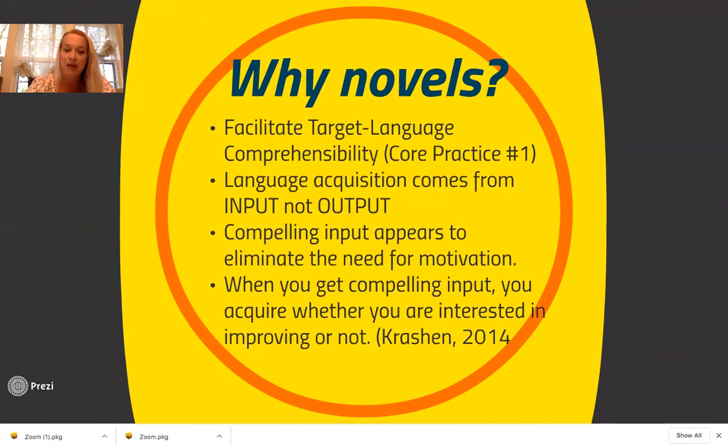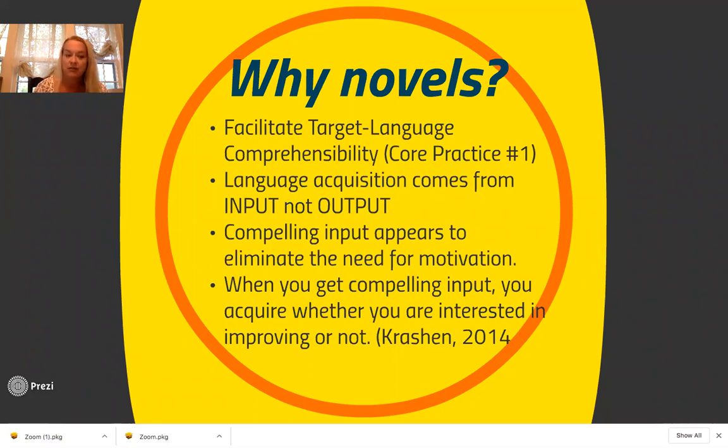So why do I pick novels, or why do I use novels? Well, obviously, I'm a teacher, I can't just pull stories out of my head. I really appreciate those authors that write these novels that are specifically for language learners, so that I have the compelling input that I can use for my classroom. And so one of ACTFL's core practices, actually the first one, is facilitating target language comprehensibility. In order to do this, you've got to have that compelling input.